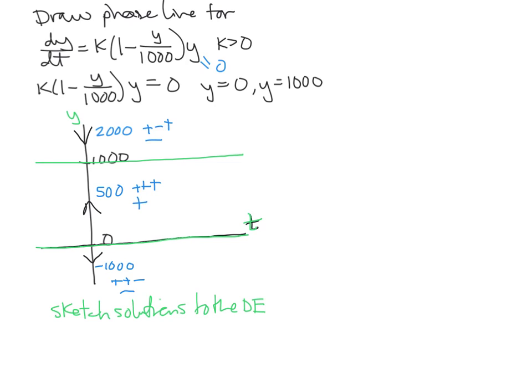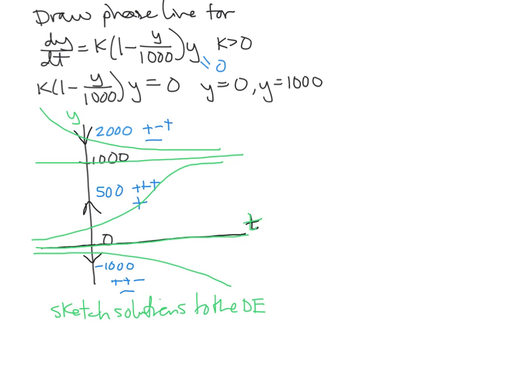Now, up until 0, functions are decreasing. These are always from left to right when we talk increasing and decreasing. So from left to right, this is decreasing. From 0 to 1,000, it's increasing. And from up above 1,000, it's decreasing. Now, these are approximate solutions. The concavity is approximate.